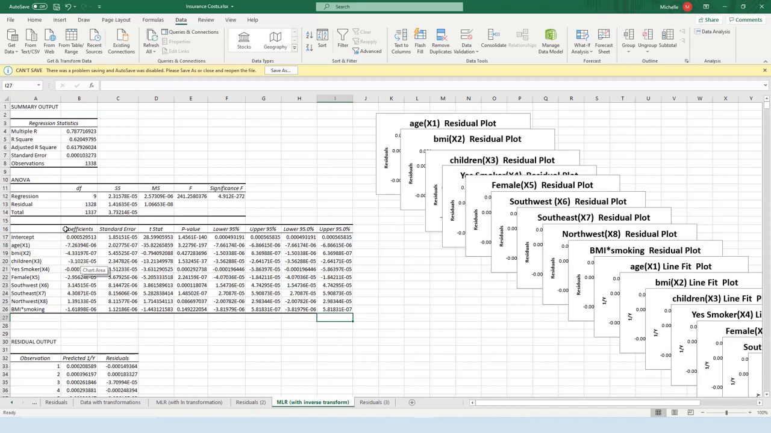Of course, the interpretation gets a lot more complicated when I have 1 over y instead of just y. So what does my model look like? My predicted model is 1 over y equals b naught plus b1 x1 plus b2 x2 plus dot dot dot b9 x2 x4, right? That's that interaction term, okay?